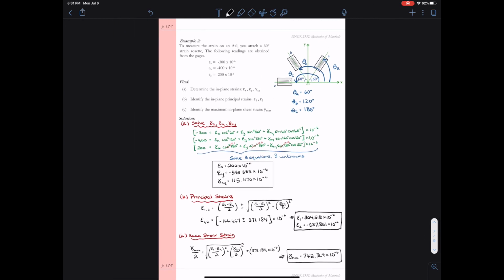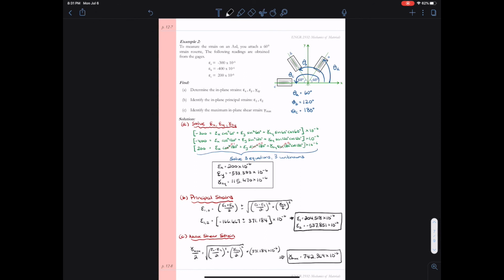I hope you found this example instructive on how we can use strain gauges in arbitrary directions to measure epsilon x, epsilon y, and gamma xy. We can see that this has a variety of applications in engineering, and I hope you enjoyed doing it, and I look forward to teaching you in the next video.